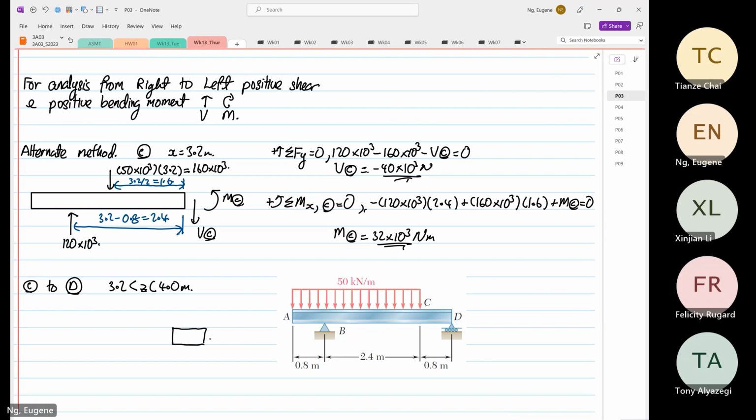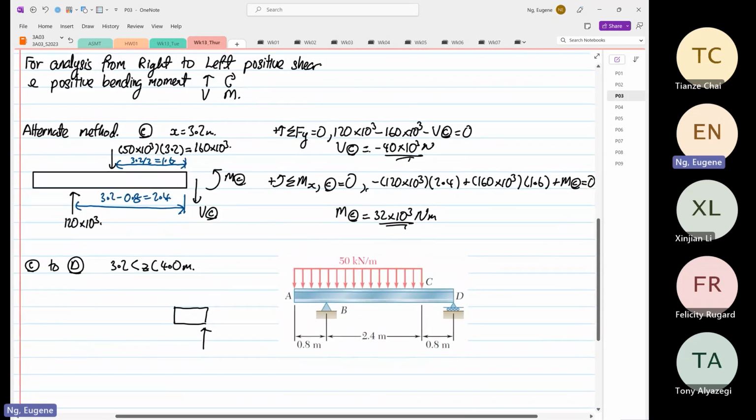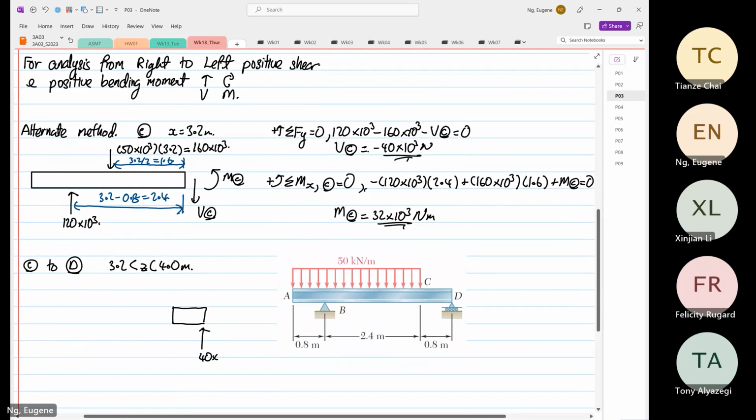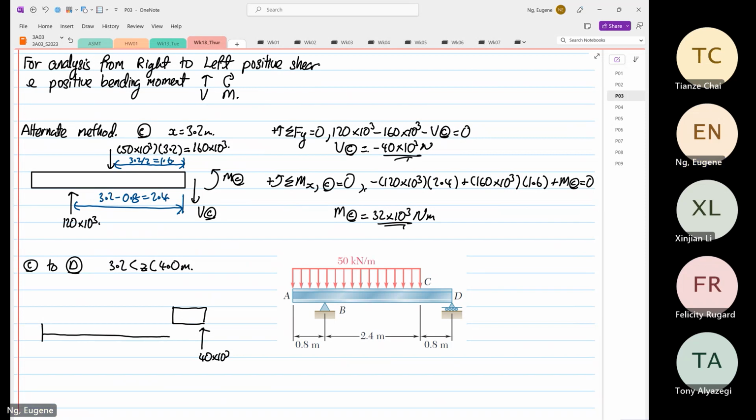So we know that the force down here is equal to what? 40 times 10 to the power 3. And the distance from here to here, this is your x, sorry, your z.